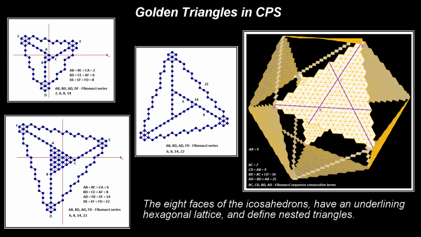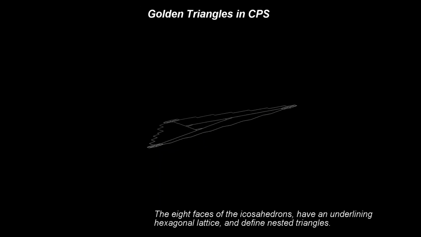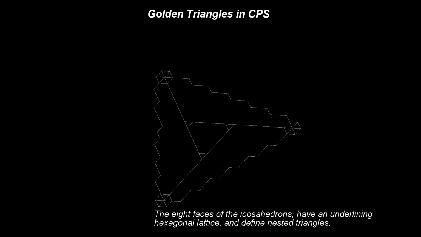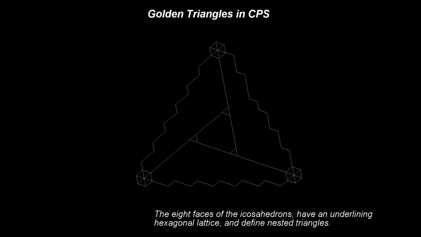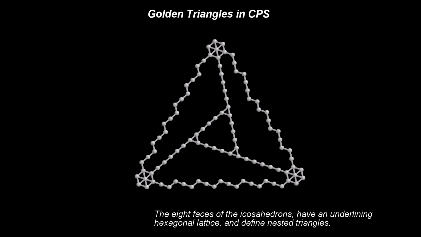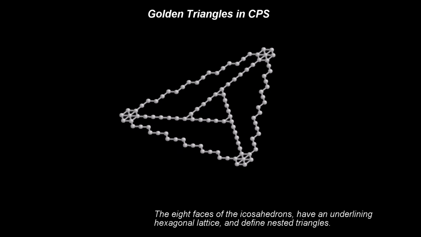Similarly, the faces of the icosahedrons have an underlying hexagonal lattice and define nested triangles. The number of struts needed to construct such nested triangles can be interpreted as being terms of a Fibonacci sequence. For example, one of the sequences shown here is 7, 9, 16, 25, and so on. Again, as stated before, nested triangles, defined by higher terms from the Fibonacci sequences, can be identified relatively easily in the CPS geometry.